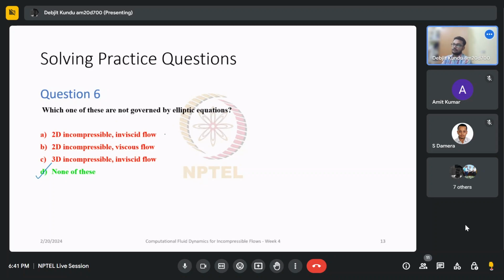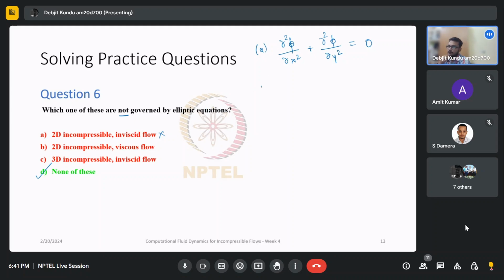Now, let's go through each of them. Option A is 2D inviscid flow, and all these are incompressible, so I'm not repeating incompressible again and again. For 2D inviscid flow, we can write down the equation using the velocity potential function phi. Since it's inviscid, the right side is zero. So this is an elliptic equation. In the question we have to identify which is not governed by elliptic equations. Since this is elliptic, this option is not true.